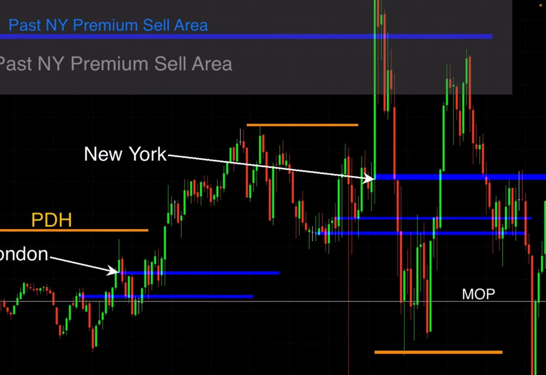Goes into the New York session. This looks like news. And again, the main move is with the New York open. Pushes up into a premium sell area, get the sell all the way down to retest the mop, and then continues towards the upside. Nice clear confirmations, nice clear liquidity grabs.